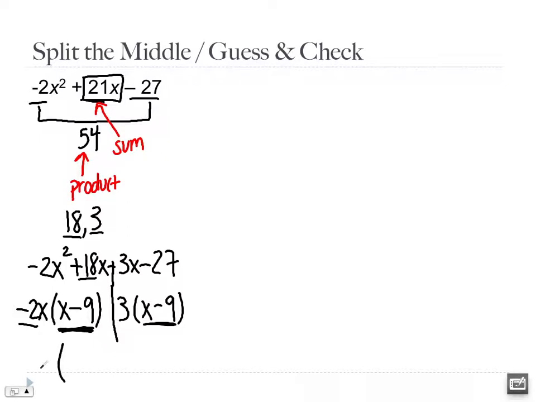Last step. Our final factored form becomes negative 2x, add 3. That's because those are what are out in front. And then x subtract 9.